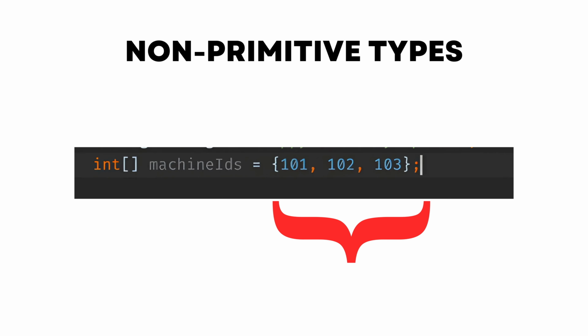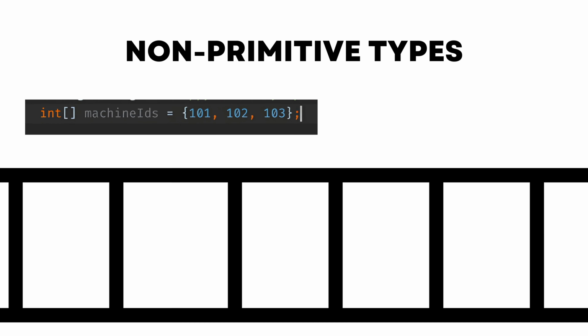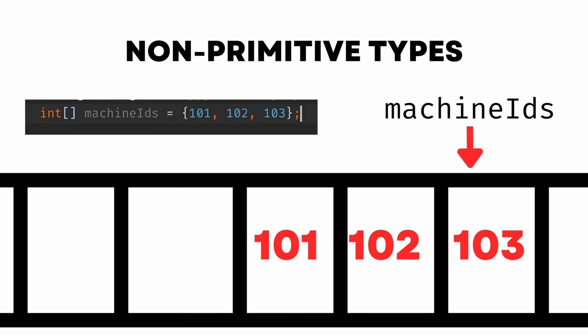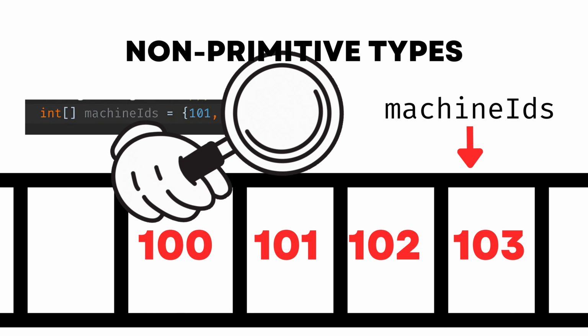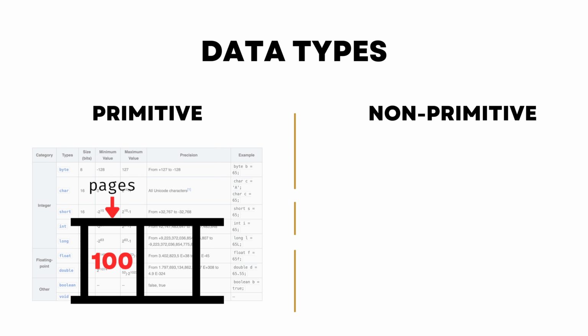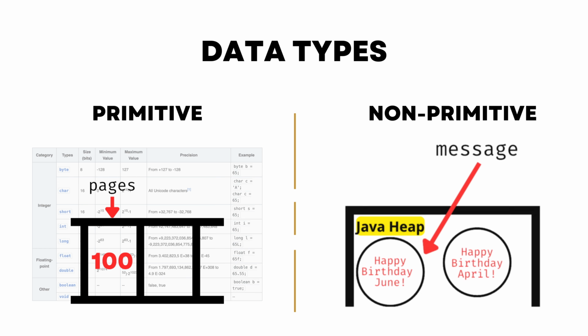Arrays, on the other hand, store multiple values of the same type in a structured format. For instance, int array machineIDs declares an array of integers. Arrays help in handling lists of data efficiently, and help you do operations like sorting and searching. Notice the difference? A primitive like int stores a value, while non-primitive types like array or string store a reference to their data in memory. That's why strings in Java are immutable.